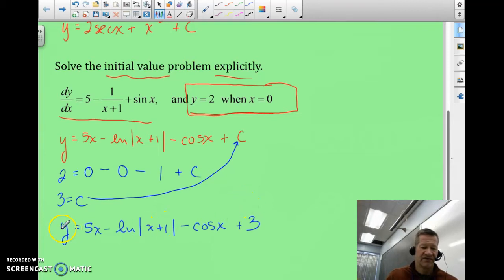Okay? If you found the derivative of this, you should get this. Derivative of 5x, 5. Derivative of natural log of x plus 1, 1 over x plus 1. Derivative of negative cosine x, positive sine x. Derivative of 3, then of course is 0.